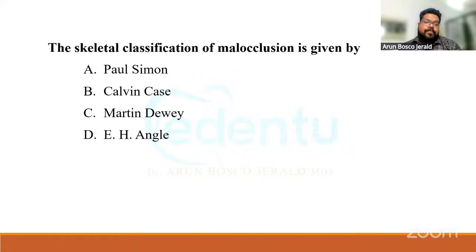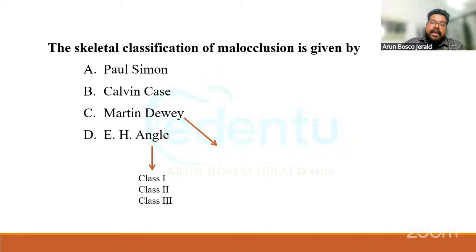See this question. The skeletal classification of malocclusion is given by. So before answering this question, you have to go through which are the contributions by all these scientists in the classification of malocclusion. Now, first thinking about the father of modern orthodontics, Edward Hartley Angle, he classified the malocclusion into class 1, class 2, and class 3 based on the sagittal position of permanent first molars.